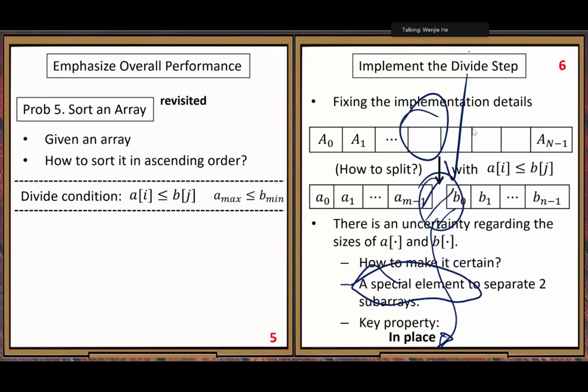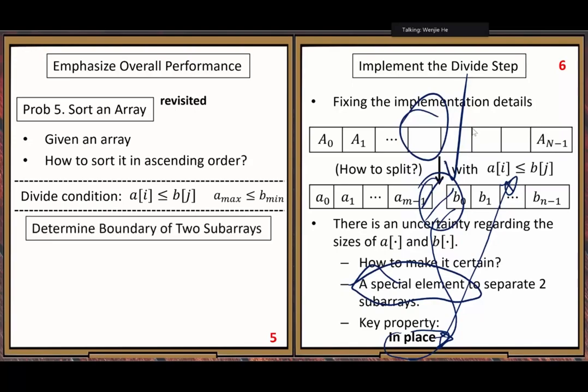So here you can see the key property for this special element is that it must be in place. But the question is, how do you find an element in place? Actually, if you connect this in-place requirement to this inequality, then it's not that hard. You need to connect these two properties, then it won't be very hard.